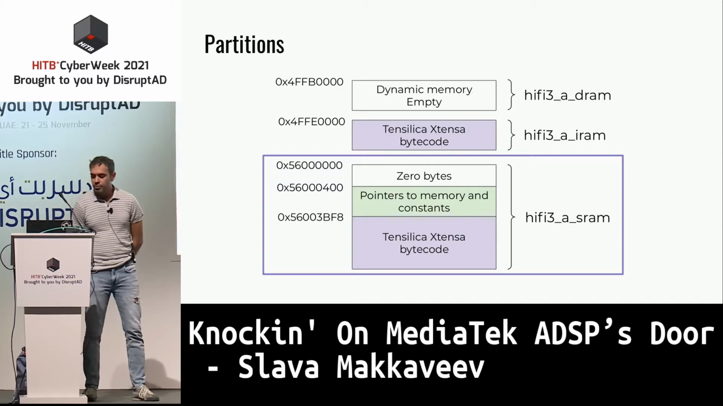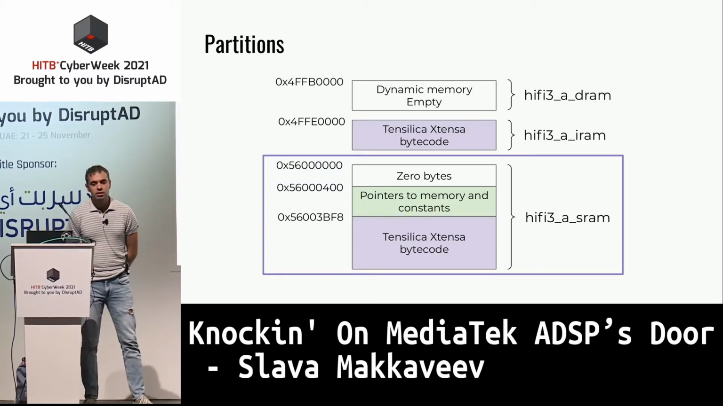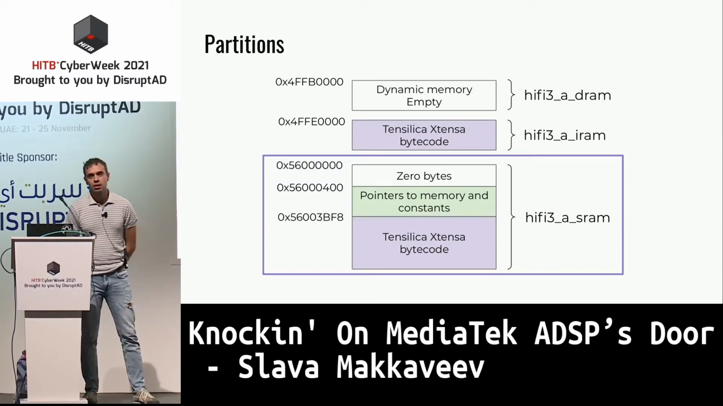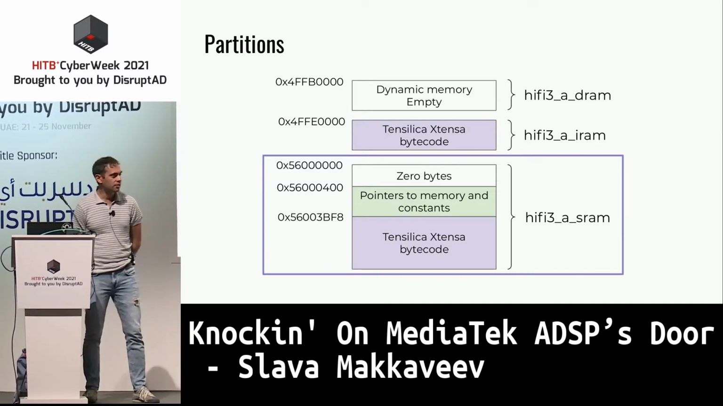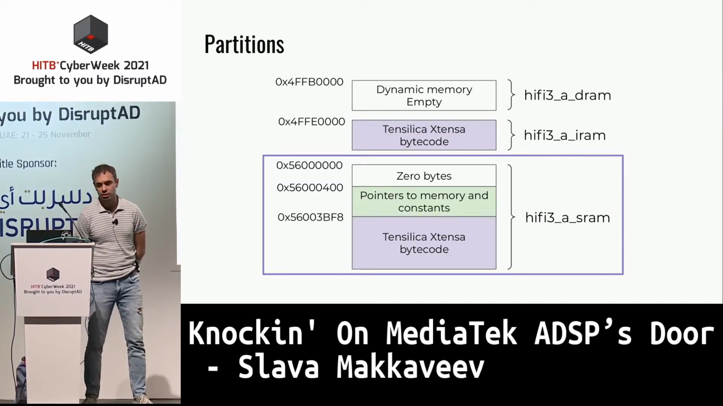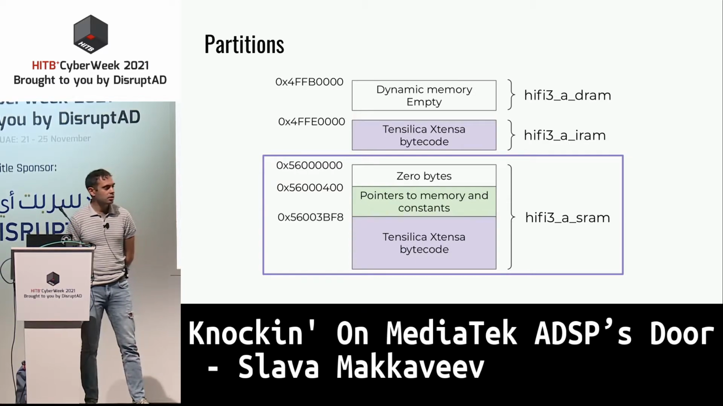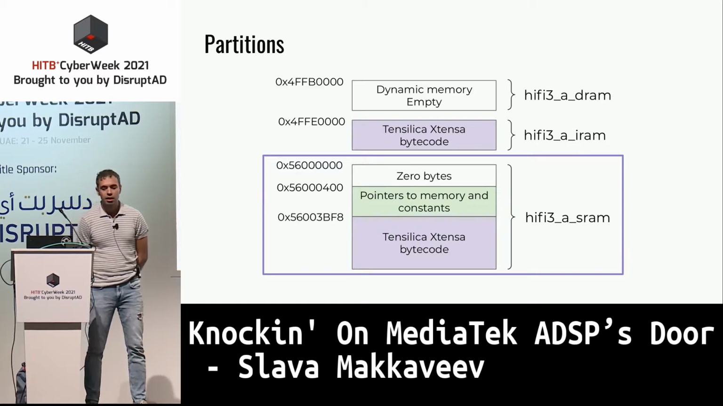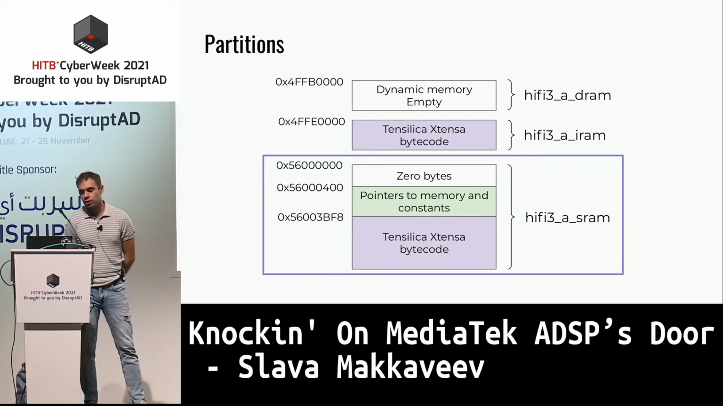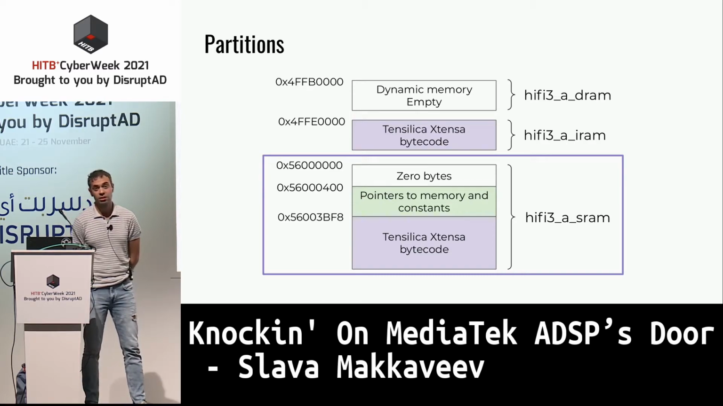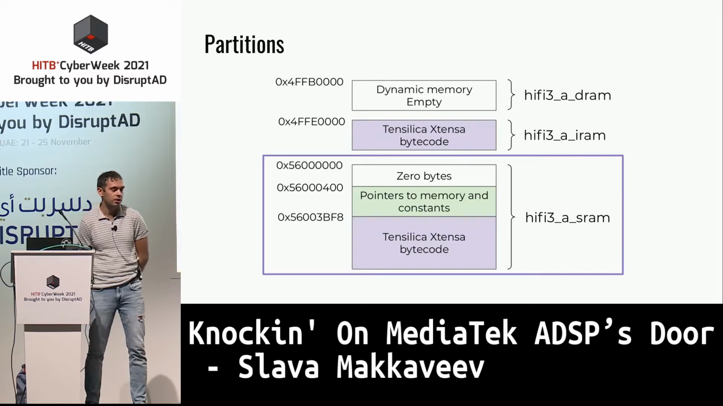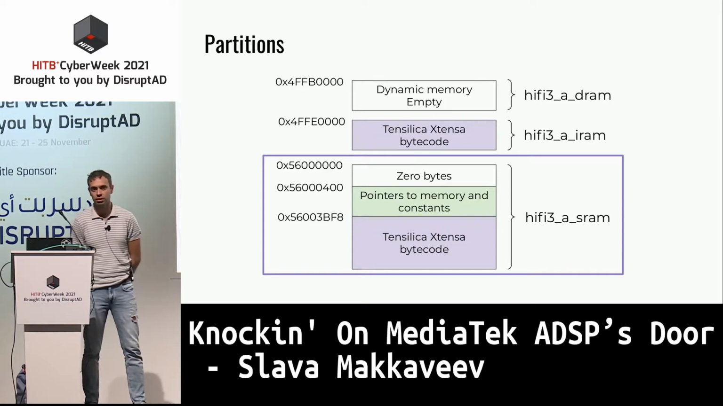Okay. The IRAM and SRAM partitions are code and data of the customized FreeRTOS, free real-time operating system. And the DRAM is a dynamic memory, and in the initial state, it's almost empty. Let's take a closer look at the SRAM partition. The partition starts with 400 zero bytes. It means that there is no file format here, and we are dealing with the raw data.